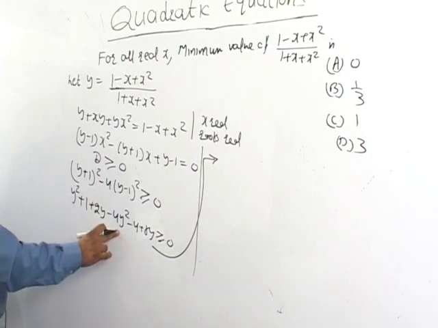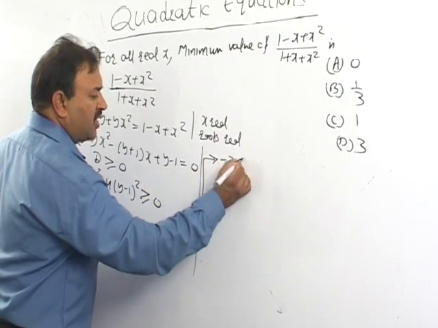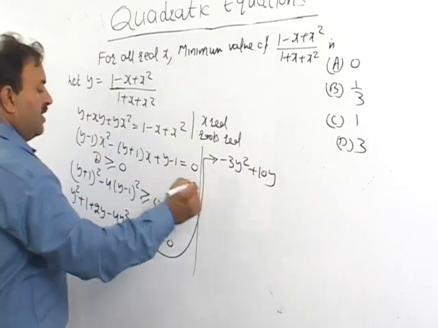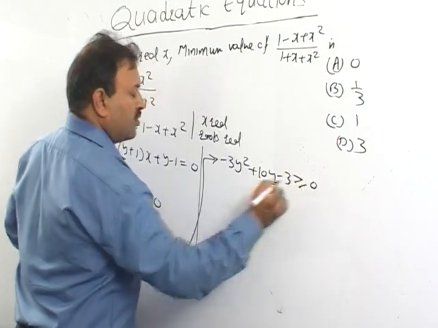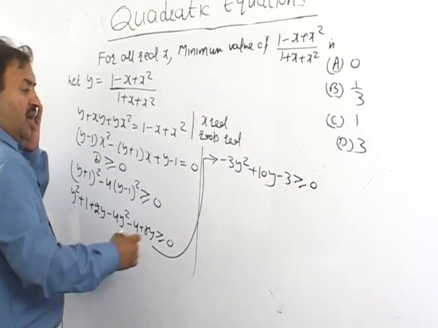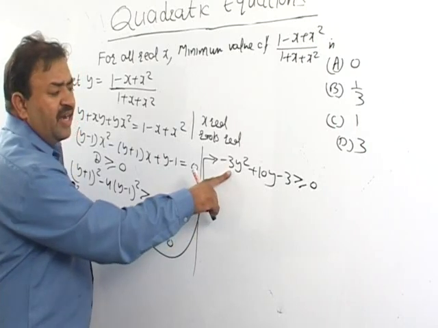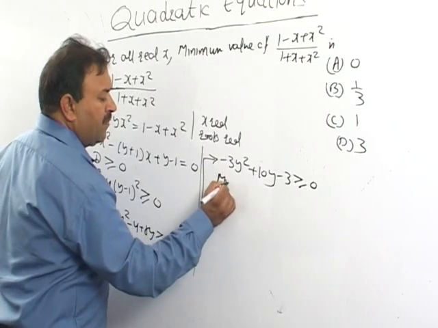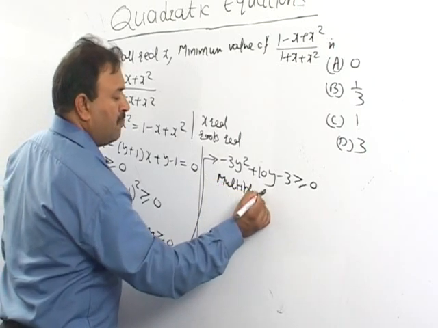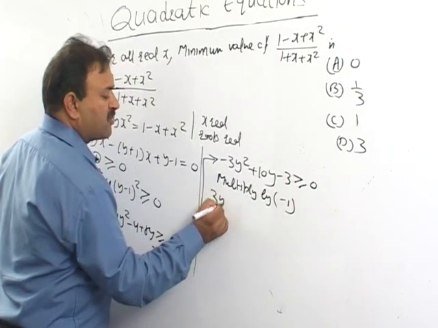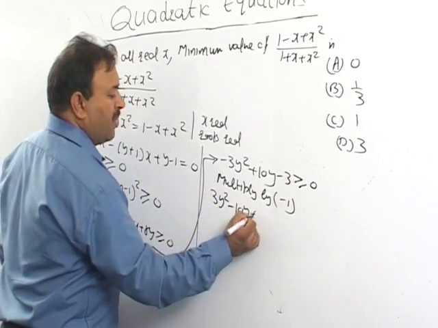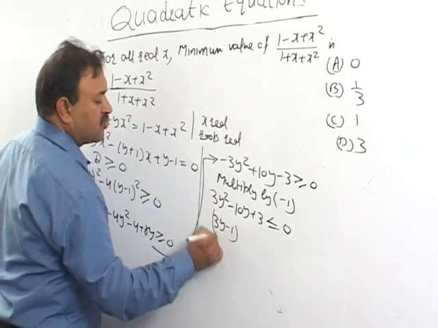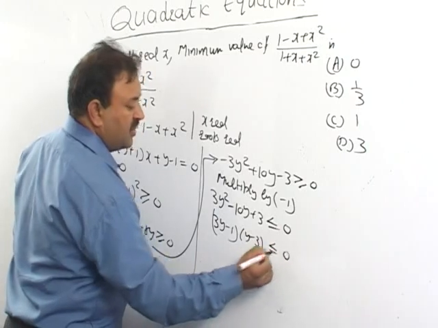Now y square minus 4y square becomes minus 3y square plus 10y minus 3 greater than or equal to 0. Here the coefficient of the highest term is negative, so we will make it positive by multiplying by minus 1. The expression becomes 3y square minus 10y plus 3 less than or equal to 0. We get the factors (3y minus 1)(y minus 3) less than or equal to 0.